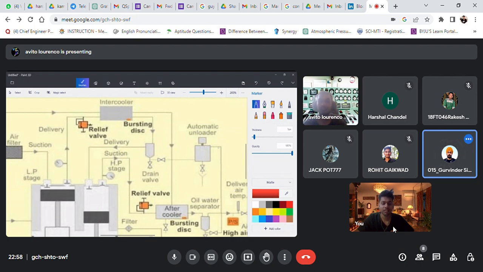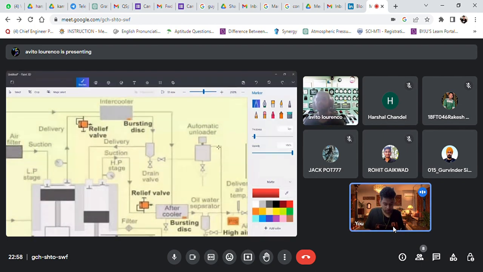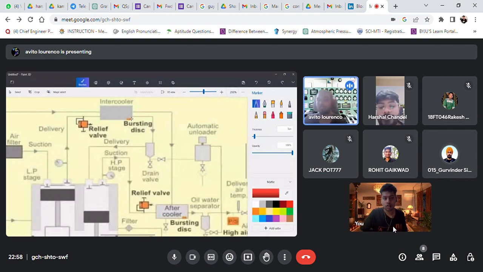So what were you saying regarding the high pressure? A high pressure intercooler air is passing after the first stage. Then if the pipes burst, the high pressure air goes to the water, and the bursting disk is another safety measure.